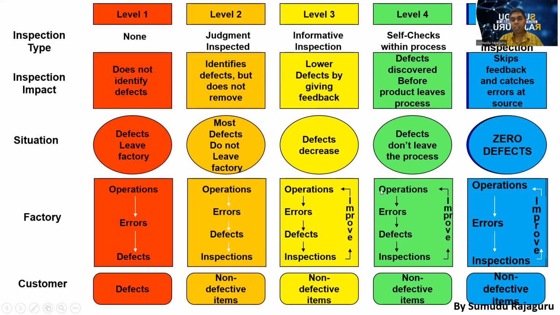But from the manufacturing plant's point of view, defects not leaving the process means we can reduce a huge percentage of rework activities. So level 5 is source inspection. Then we are expecting zero defects, and non-defective items go to the customer. So this is also an important factor. When we talk about strategies for quality improvement, as we discussed in the last few slides, we have to move forward to the source inspection level. So source inspection is another strategy.